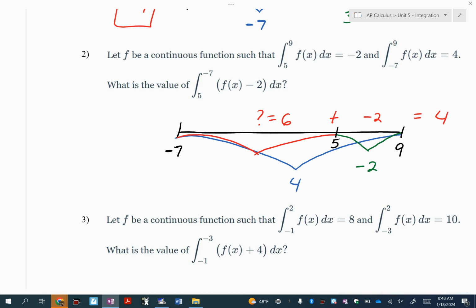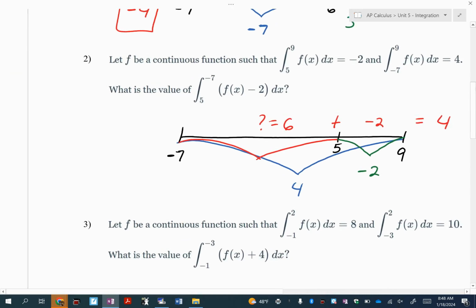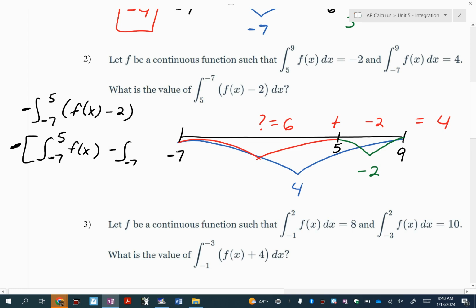Now watch the work that I do with this. If I change the limits of integration and write f of x minus 2, what do I need to put in front of this integral symbol? A negative sign. So if I keep going from here, I'm going to have the opposite. And now watch this. I'm going to split it into 2 integrals. This is something they would have done yesterday. So if I split it into 2 integrals, it looks like this.